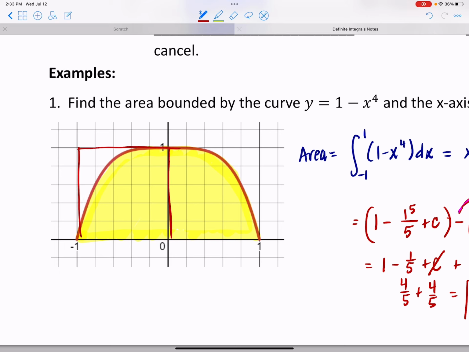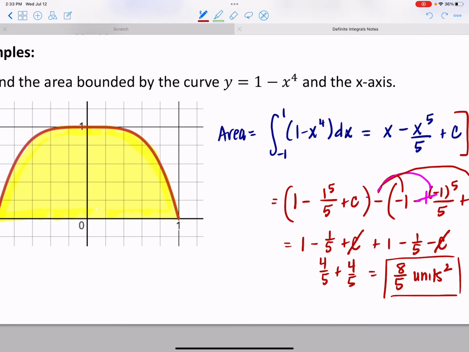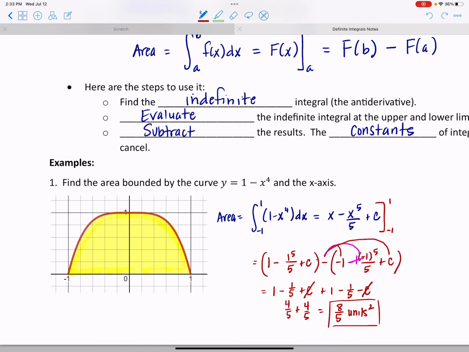This would be 1 square unit, this would be 1 square unit, so 2 square units. We're just shy of that with the area that we've highlighted, so hopefully this 8/5 answer seems reasonable to you, like it does to me. So there you have it, okay?